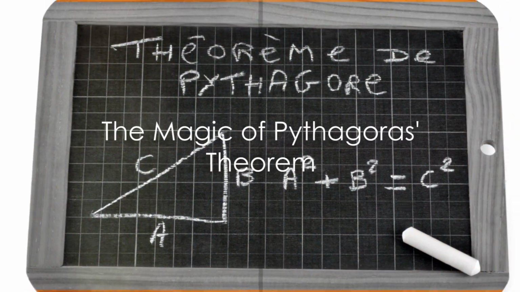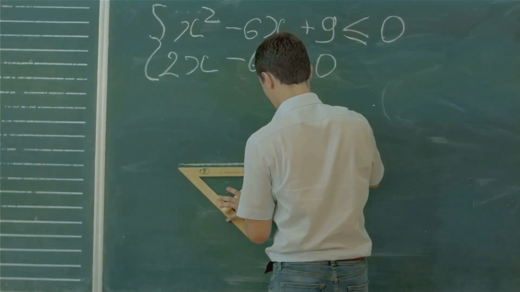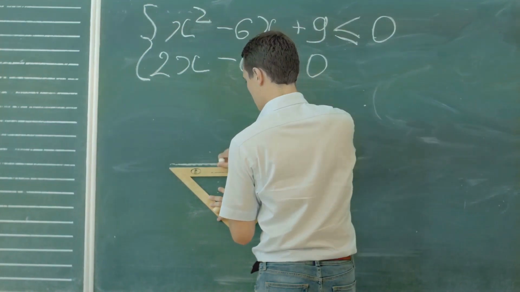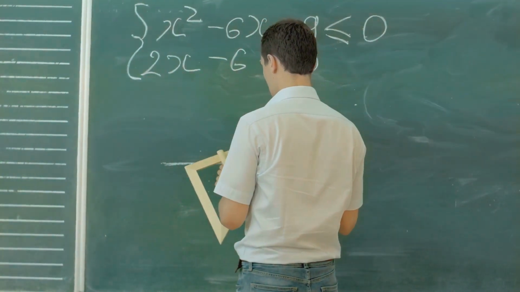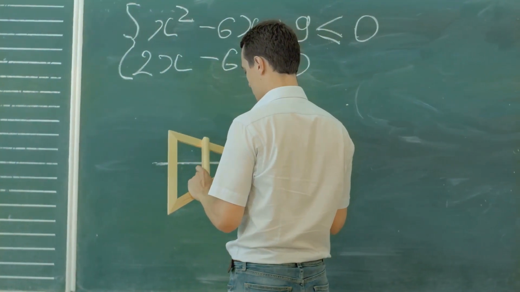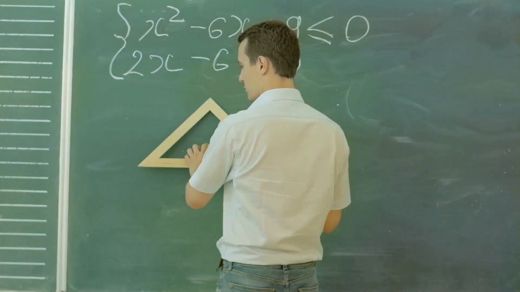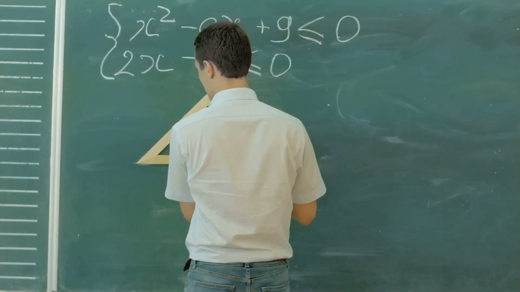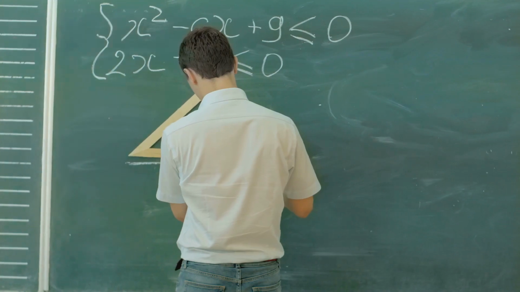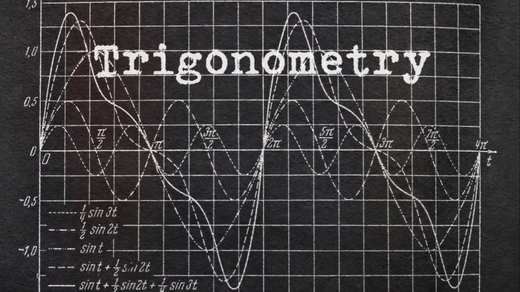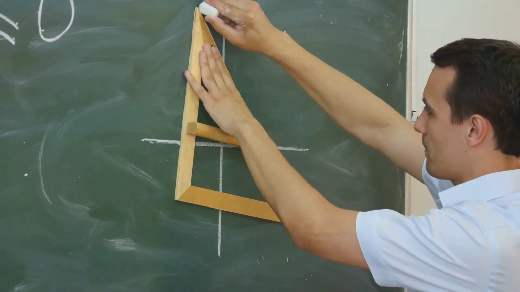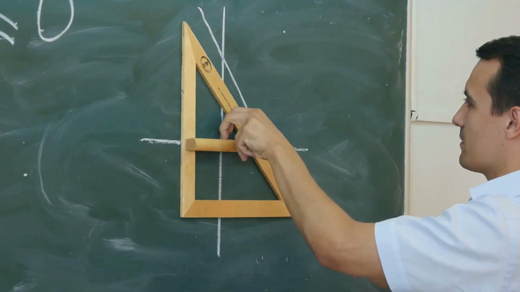Imagine this: a kite soaring high in the sky on a breezy afternoon. The kite string forms a slant line from the ground to the kite. Now picture an invisible line from the kite straight down to the ground, forming a right-angled triangle with the string and the ground. This scenario showcases the magic of Pythagoras' theorem and trigonometry, two fundamental concepts in mathematics.